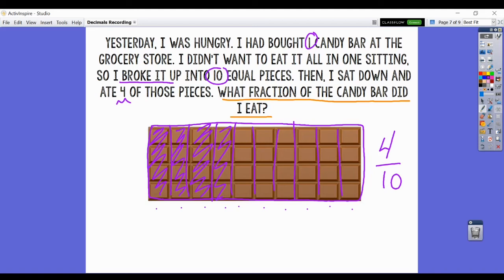Now, if I wanted to write this 4/10 as a decimal, what we need to remember is that 4/10 is also a division sentence, which is 4 divided by 10. And when we remember that, we know that we can write it as 0.4.